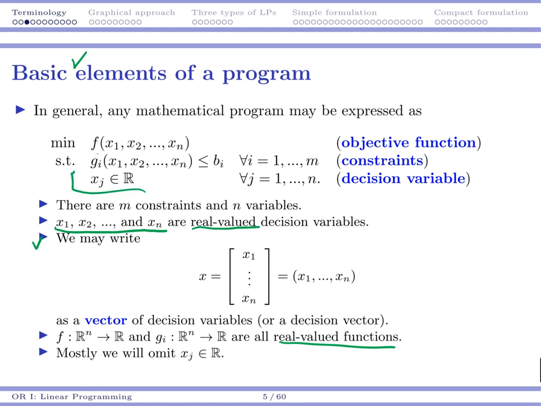Finally, we know that all these variables are real values, and this is by default the fact. So typically, we don't really write down xj in the set of real numbers because this is somewhat redundant. So we don't do that typically. This may be the last page for you to see the specific notation.